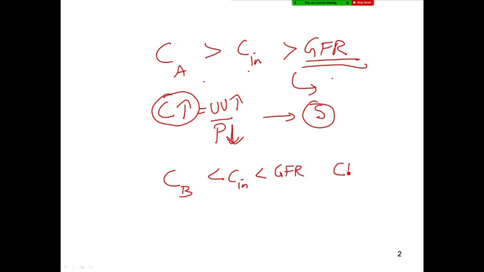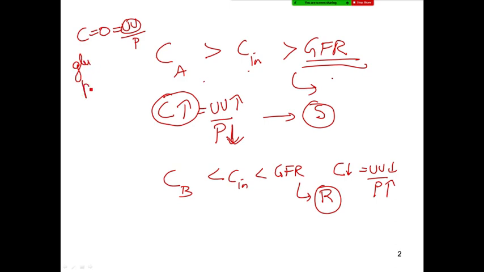If clearance of substance B is less than clearance of inulin, or less than 125 ml GFR, that means this substance has a low clearance. That means less is excreted, more is remaining in the plasma. So now what happened to the substance? Reabsorbed. It is reabsorbed. Good. And if clearance of a substance is 0, that means excretion is 0. And the possibilities are glucose and proteins. They're not getting excreted.